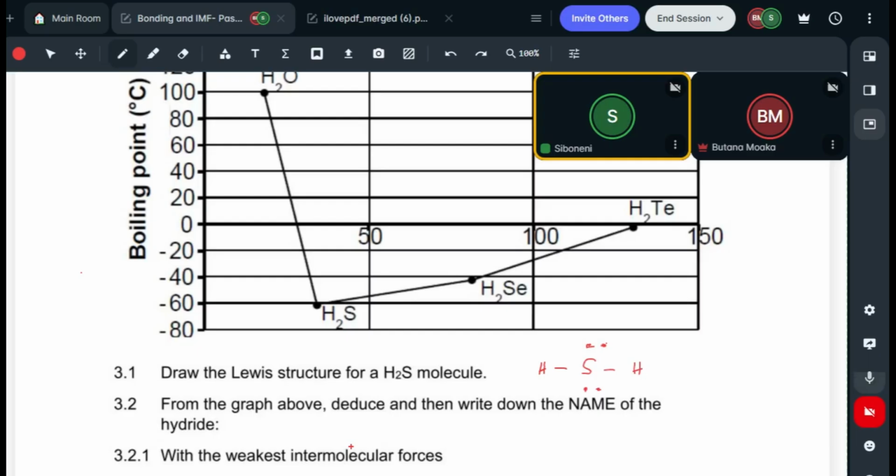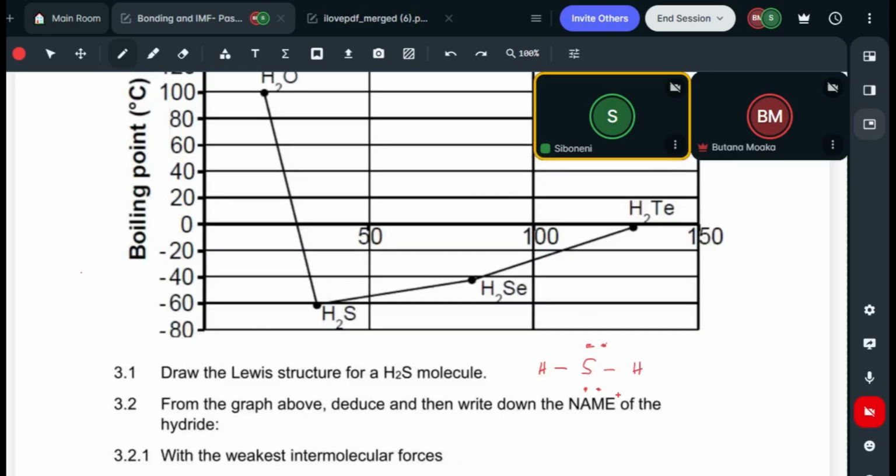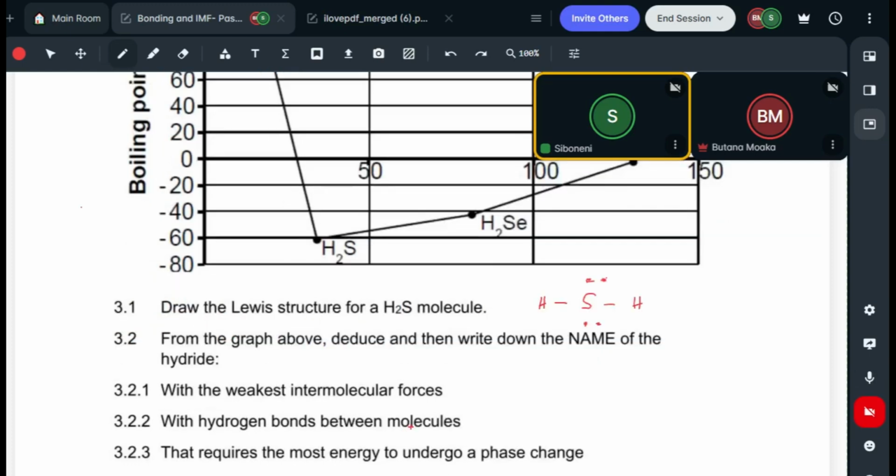Yes. Okay, 3.2. From the graph above, they want you to deduce and then write down the name of the hydride. Okay, so to do this, you need to look at your lowest boiling point. It's the H2S. Is it the H2S? Yes. Okay.